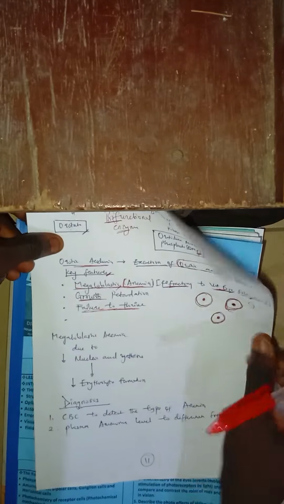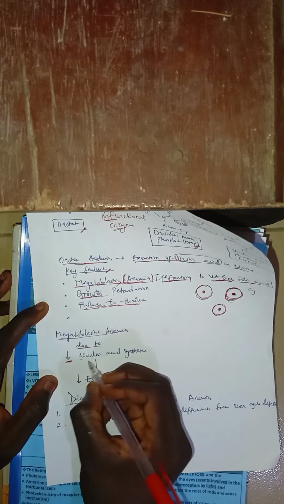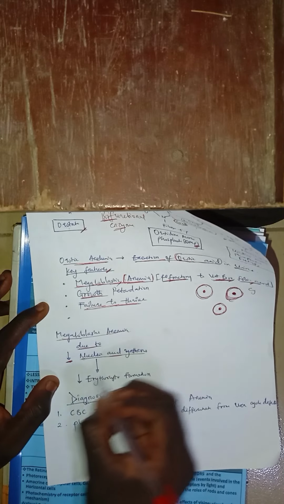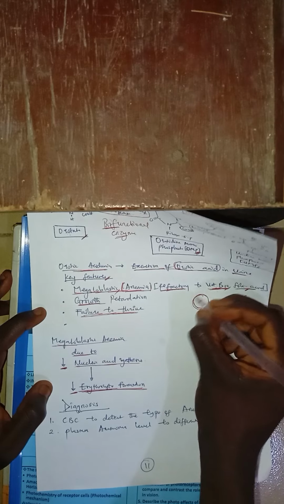Very, very, very important. Now, you can see that I've already explained it here. I said the megaloblastic anemia is due to what? A decrease in what? Nucleic acid synthesis, which will now lead to decreased erythrocyte formation. So the erythrocyte, which is the RBC, will have a bigger cytoplasm with a smaller nucleus.